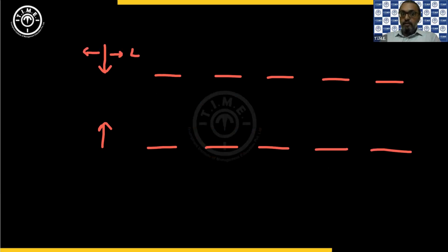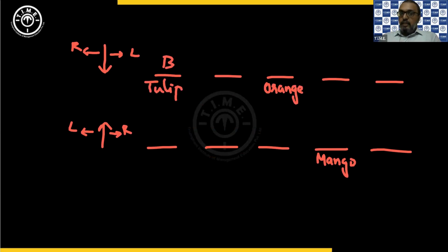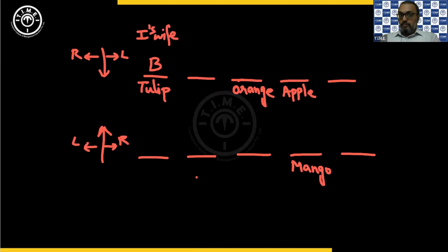So this is the left and right, and this is the left and right. So fixing mango, orange, B and tulip in the same positions. Now I can have apple at the end also. Then you can have I's wife adjacent to B also. So these are the things we need to understand and work it out.